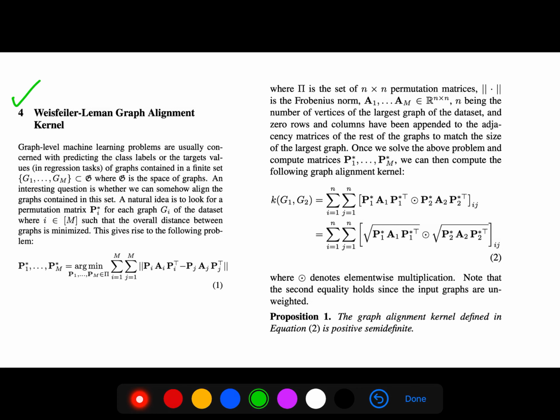So a natural idea is to look for these permutation matrices P_i for each graph G_i of the data set. So we want to minimize this, because for different permutations, this is a good measure to minimize.